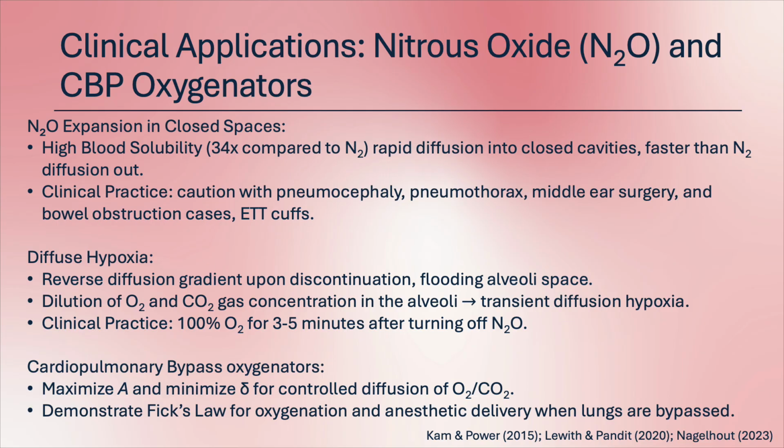When nitrous oxide is discontinued, a reverse diffusion gradient occurs. Nitrous oxide leaves blood rapidly and enters the alveoli, diluting alveolar concentrations of oxygen and carbon dioxide and causing transient diffusion hypoxia. Giving 100% oxygen for several minutes prevents this. The principles of Fick's law are also utilized during cardiopulmonary bypass. Oxygenators are engineered to maximize surface area and minimize membrane thickness to maintain efficient diffusion of oxygen, carbon dioxide, and volatile anesthetics when the lungs are bypassed.